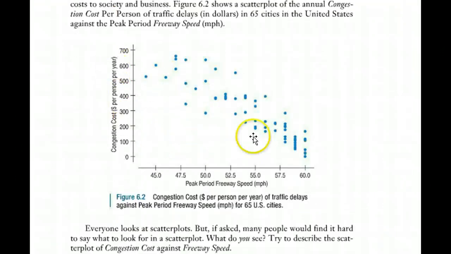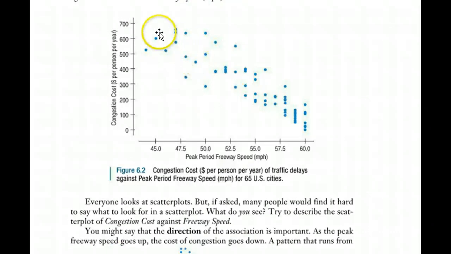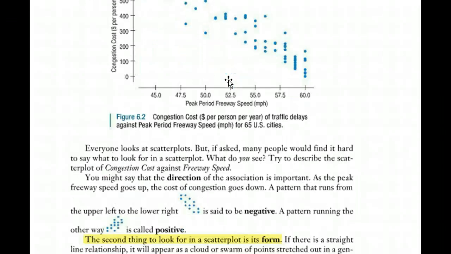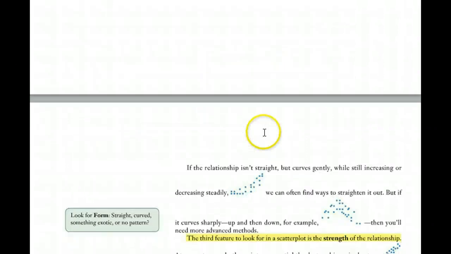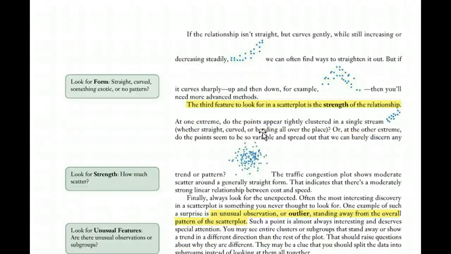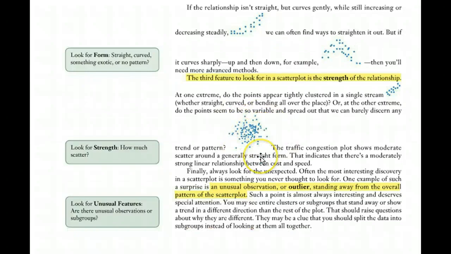Now, looking at this scatter plot, you can see that it's really negative: as peak period freeway speed increases, the congestion cost decreases, and these are pretty much in a line going in this general direction. The concentration is always a relative thing. For this one, it's pretty close. They could be spread out more, and you'll see examples where you can compare. The second thing that you look at is what we call the form, which we spoke about. Another thing you look at is the strength of the relationship. For instance, these are clustered, but they're not very defined, so this wouldn't be a very strong relationship.